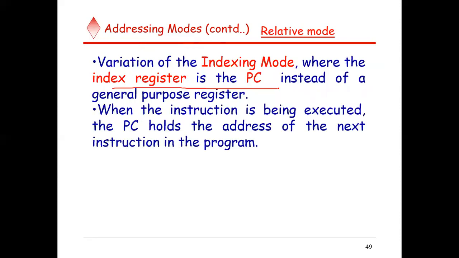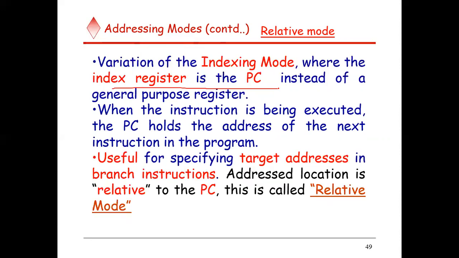We know that the instructions are being executed based on the program counter address, which holds the next instruction. This is useful in finding the target address of a branch instruction. So the address location will be relative to the program counter. That's why it is called relative addressing mode.